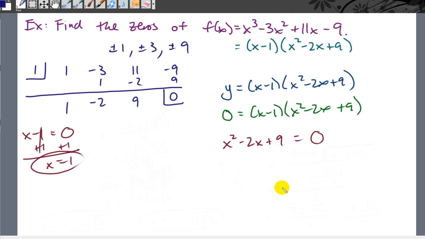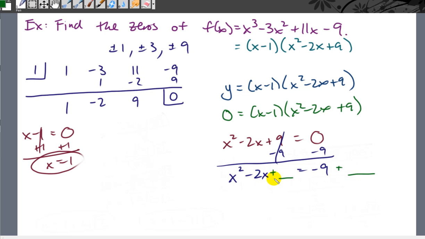Alright, before we move on, I just realized, what if some of you like completing the square? If you're completing the square, I'll show you how to do it that way too. If you subtract 9 on both sides, this becomes x squared minus 2x equals negative 9. Then we need to add our blanks, right? We have blanks here, blanks here.